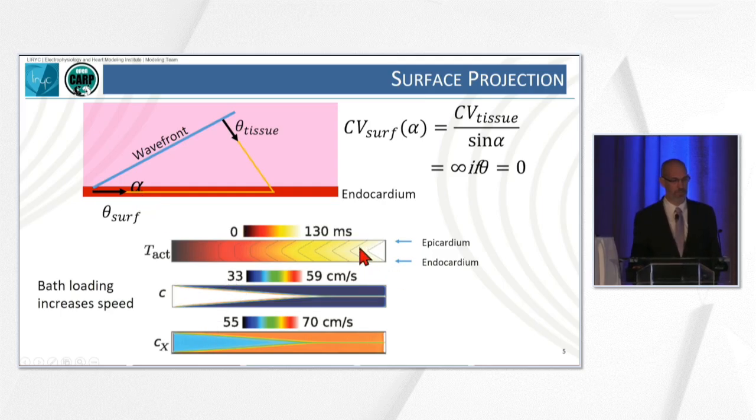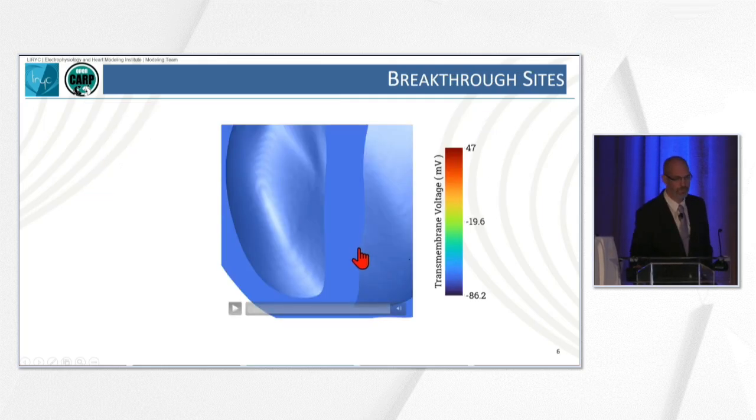So for example, if this is a slice of tissue at the epicardium and the endocardium, and both of these surfaces have a liquid interface, whether it be blood or some fluid between the pericardium, there's a bath loading effect, which means that the conduction velocity is slightly faster on the surfaces than it is in the middle. As a result, to account for this difference in tissue and surface conduction velocity, the wavefront actually has to travel at a slight angle to the surface. So this is even in normal undiseased myocardium.